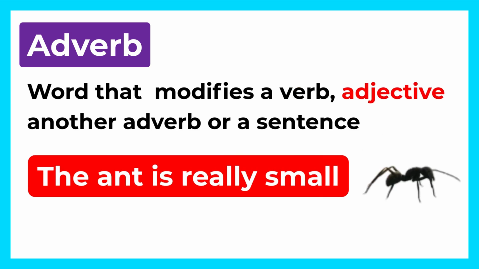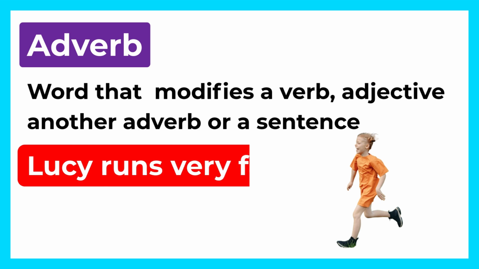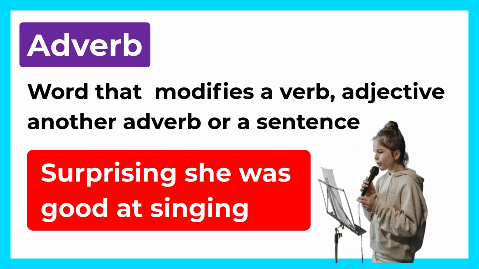The ant is really small. The adverb in this sentence is really because it's describing the adjective small. Remember, an adjective is a word that is used to describe a noun or a pronoun. Lucy runs really fast. The adverb in this sentence is really, and it's describing the other adverb, which is fast. So both really and fast are adverbs. However, the adverb really is describing how fast Lucy runs.